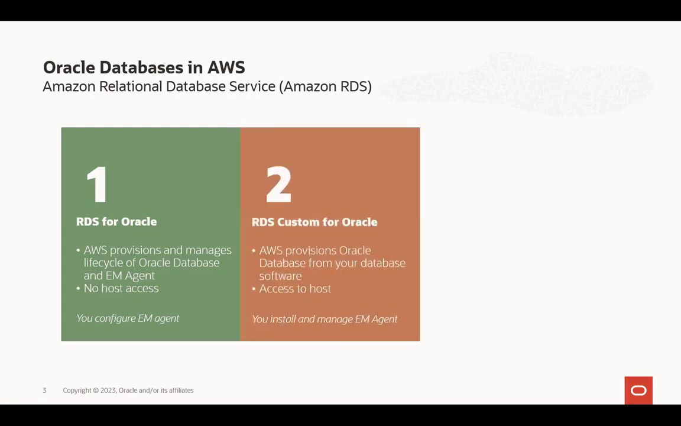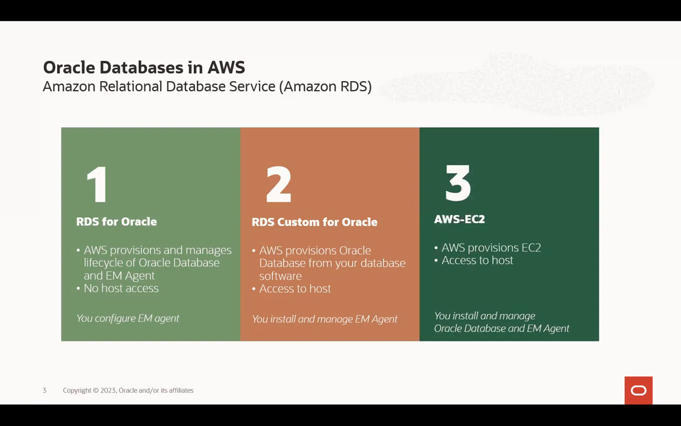In the second option, RDS Custom for Oracle, AWS provisions the Oracle database using the database installation files that you upload to AWS. In this option, you are provided access to the underlying host. To monitor the database in Enterprise Manager, you'll have to install and configure the Enterprise Manager agent.